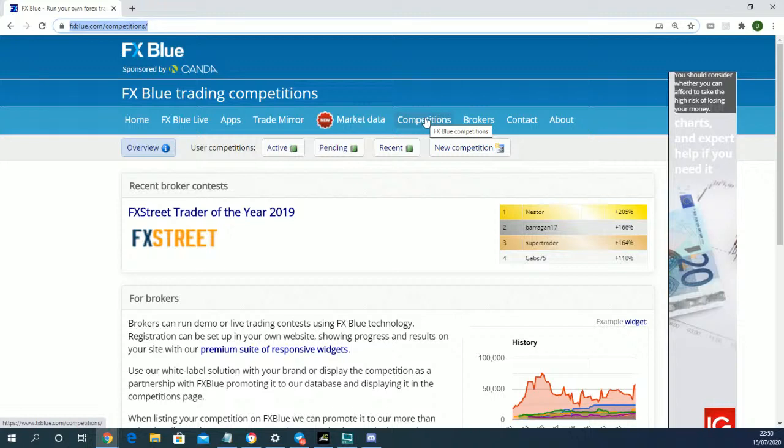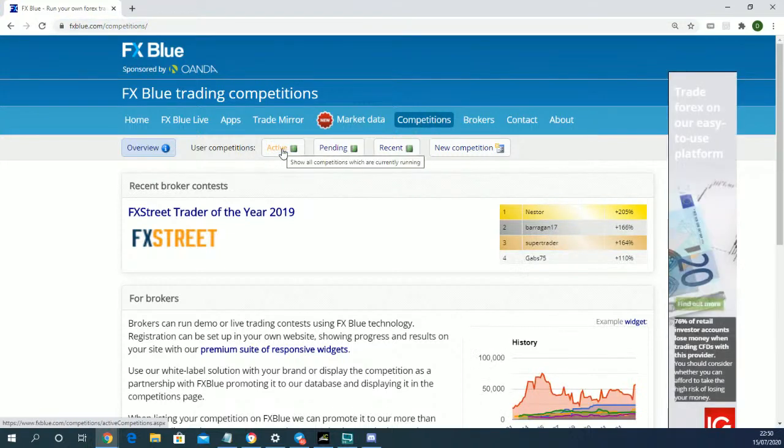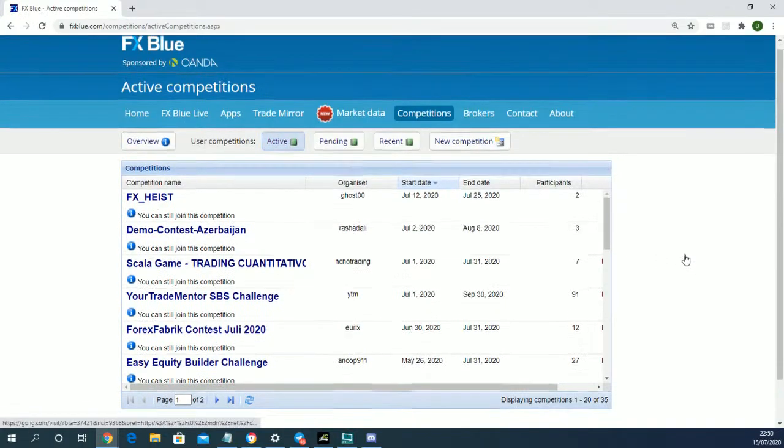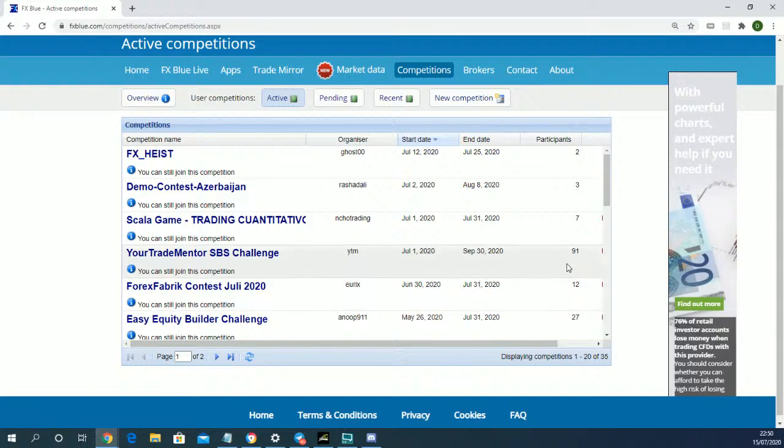When you click competition, we are inside the active competition because we are live already. I don't need to tell you which one is our competition. You will know it by looking at the list. You see the word SBS and you see the words Your Trade Mentor. That tells you this is us. Look at the number of people that have joined. It's 91 people already. So you can see that we do have followers.